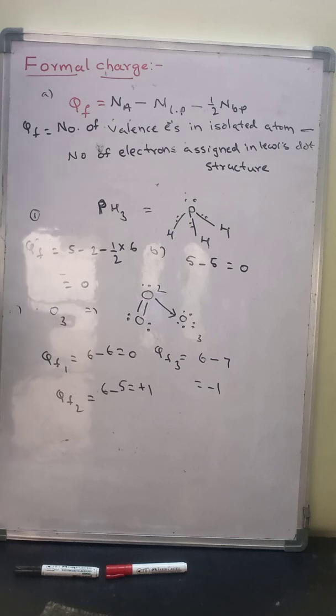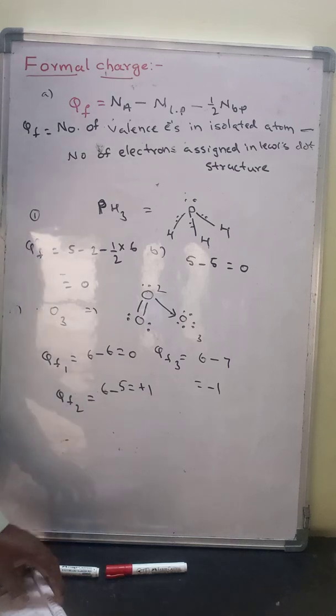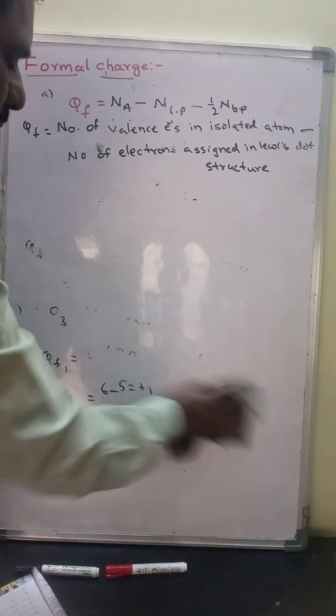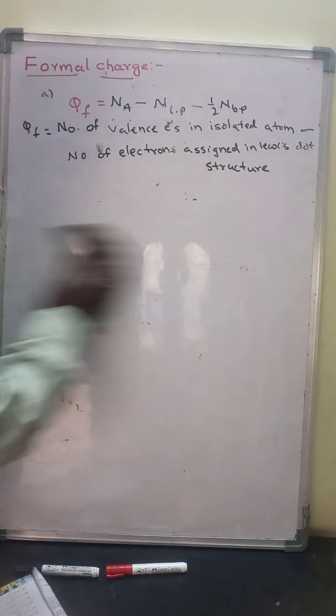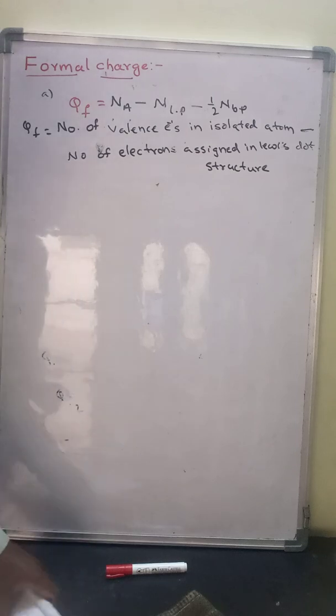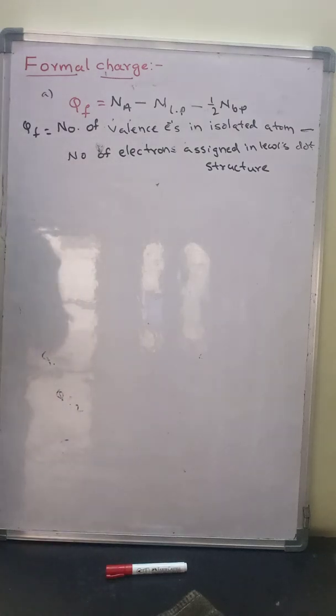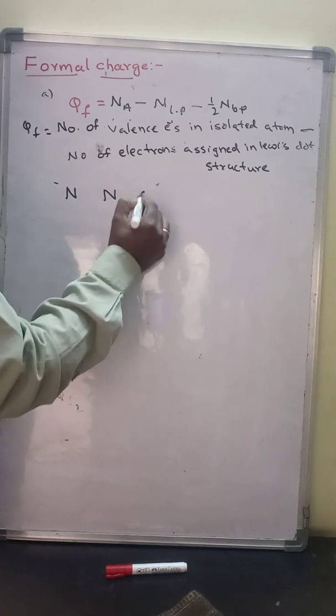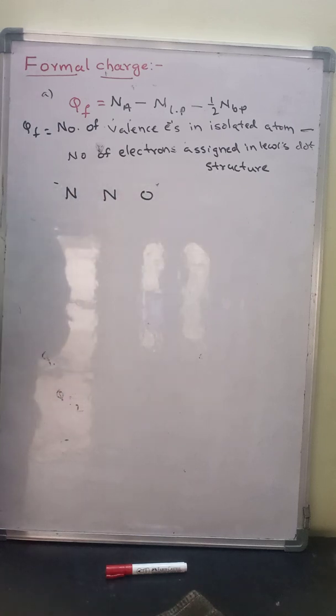Okay, let us go for another example. Nitrous oxide, N2O. We can calculate the formal charge of the two nitrogen atoms and the one oxygen atom. So now here, for N2O, we need to draw the Lewis dot structure of N2O.